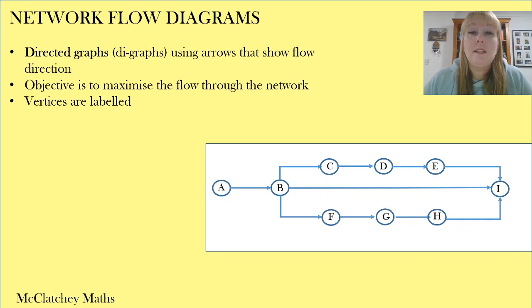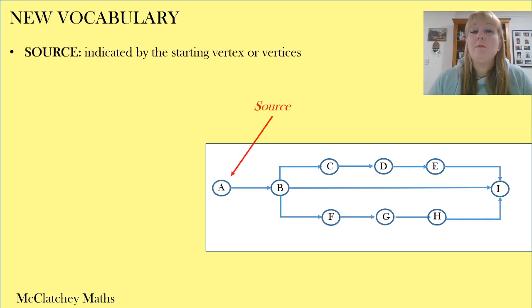These different vertices could represent dams and reservoirs between towns. So they usually represent physical things, and then the edges that are running between the vertices also represent physical things like a pipe or a cable or a road or a railway network. Now we've got some new vocabulary to talk about when we're talking about network flow.